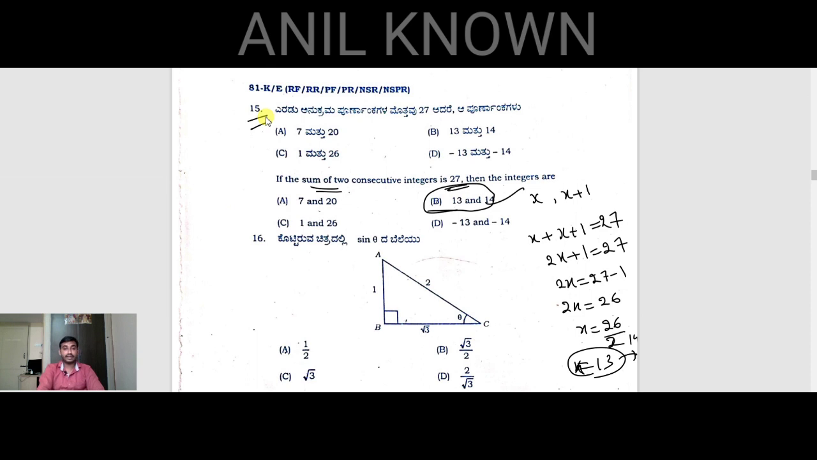You can find the answer easily because 7 and 20 is not consecutive, that's why this is not the answer. 1 and 26 is not consecutive, therefore this is also not the answer. Minus 13 and minus 34 is also not consecutive, therefore this is not an answer. The only possible is 13 and 14.